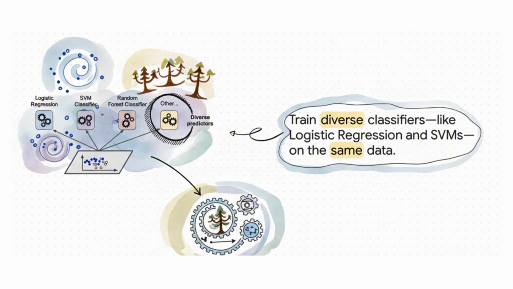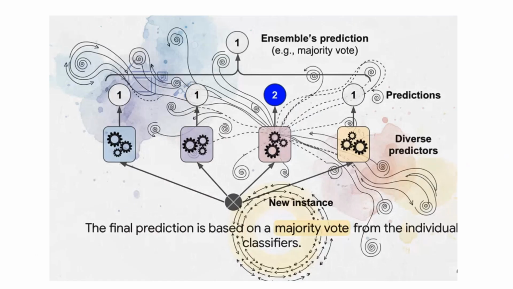In ensemble learning, we train a bunch of really different models, like a logistic regression, a support vector machine, and maybe a random forest, all on the very same data. So then you get a new piece of data. What do you do? You show it to every single model in your group. Each one gets a vote. In this case, 3 models say class 1, and 1 model says class 2. It's simple democracy. The final prediction is whatever gets the most votes. In this case, class 1.